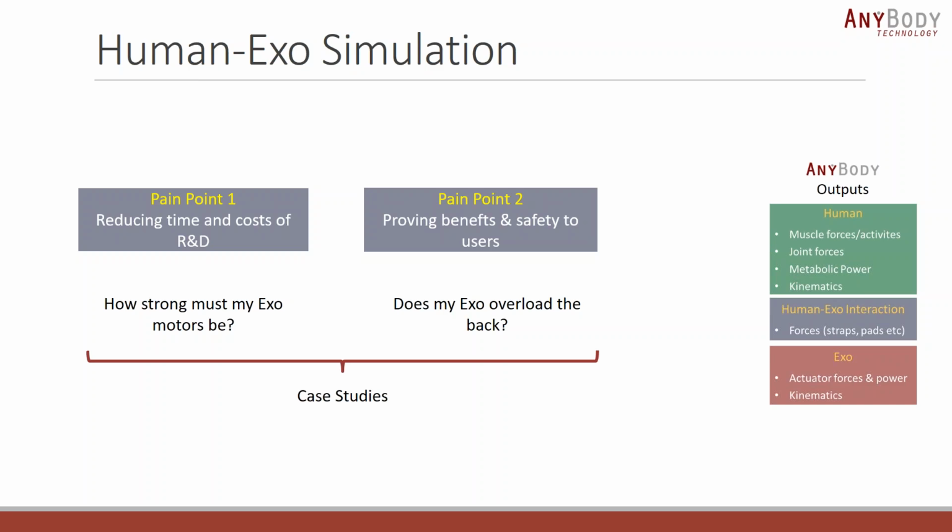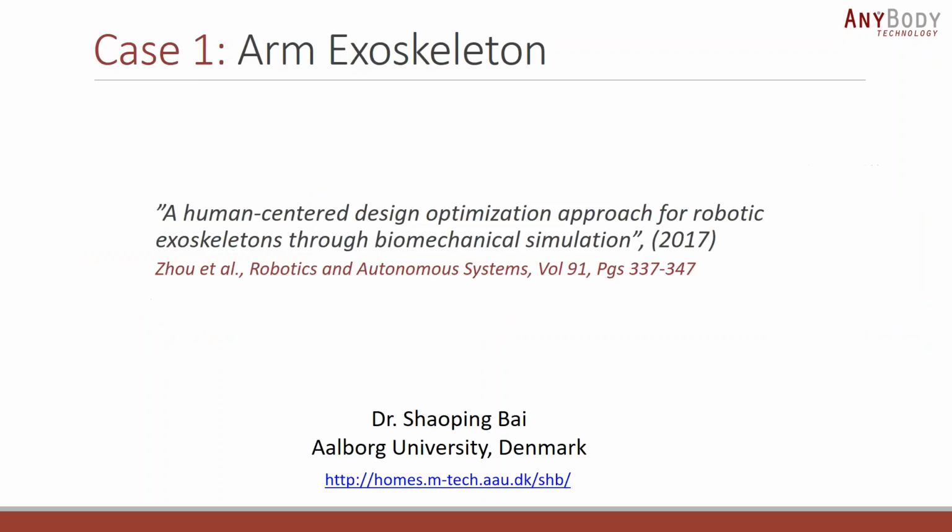So this is just to familiarize you with the themes that we're going to be following for the next few slides. So on that note, let us move on to case study 1, which is a passive arm exoskeleton that was designed by the research group of Dr. Xiaoping Bai at Aalborg University in Denmark. I would encourage you to go and give this paper a read when you have the time later.